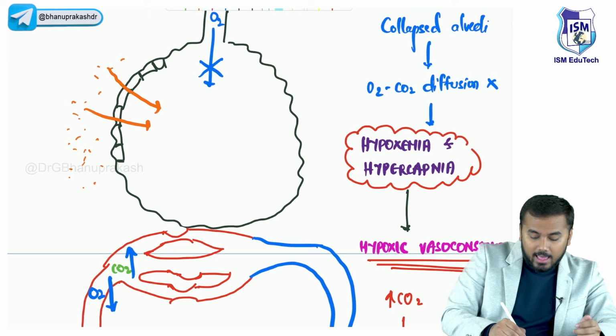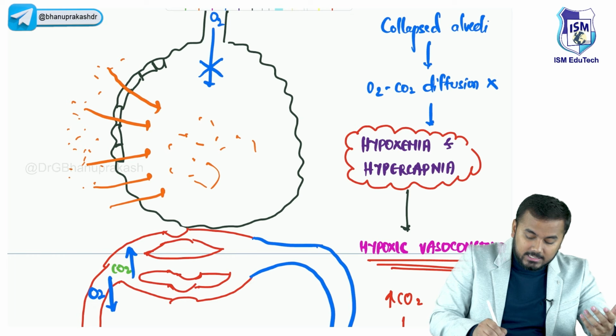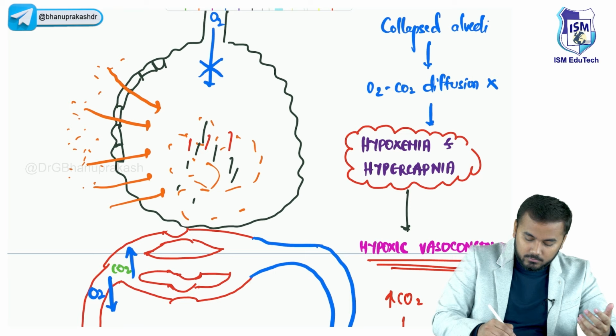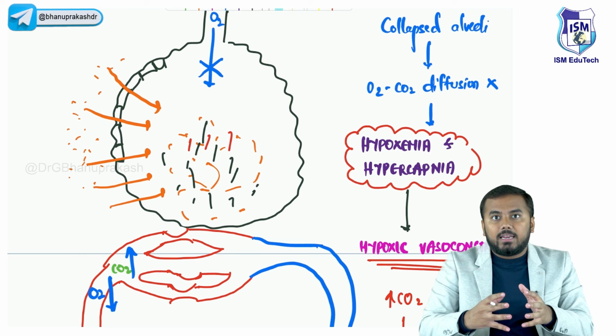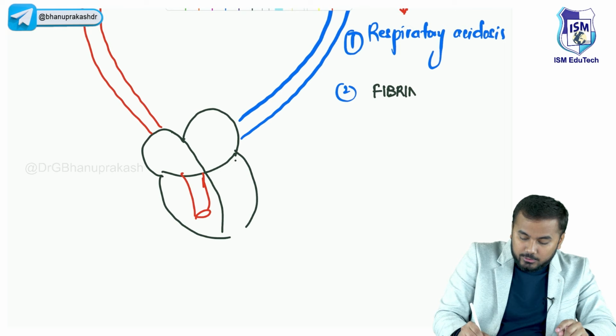What is the consistency of this fluid? This fluid is a protein-rich fluid. So, there is a protein-rich fluid that is entering into the alveoli. See, there are also proteins in between. So, this kind of exudate, whatever is there within the alveoli right now, is called fibrinous exudate, because it has a rich amount of proteins. So, the second important thing that is going to happen is fibrinous exudate.